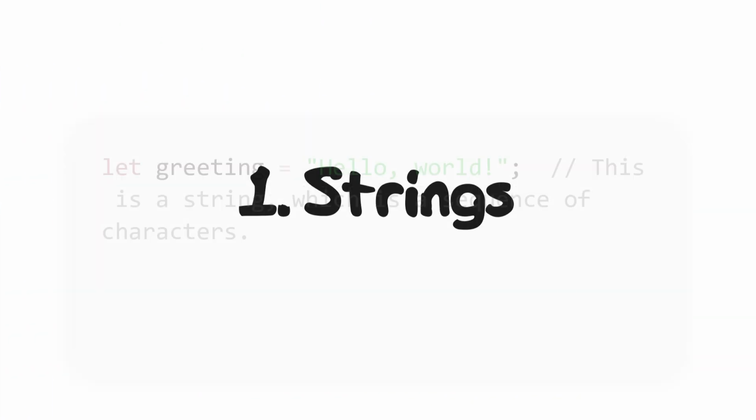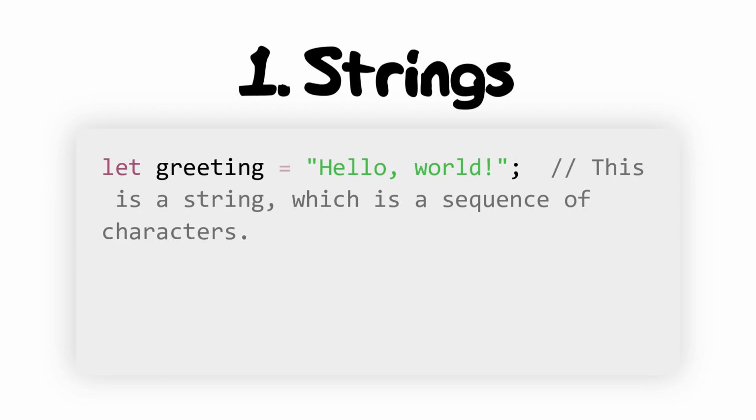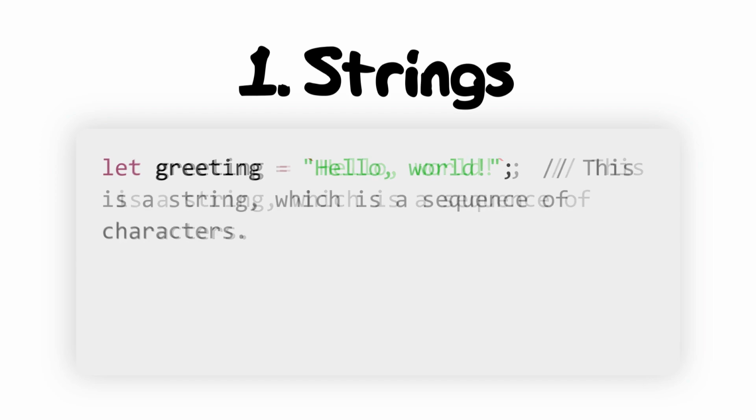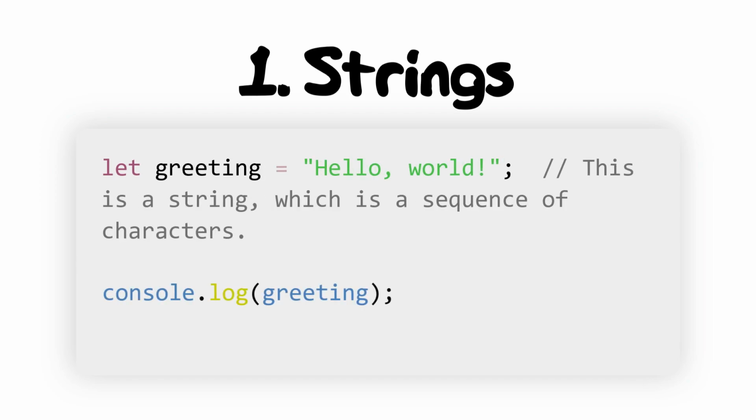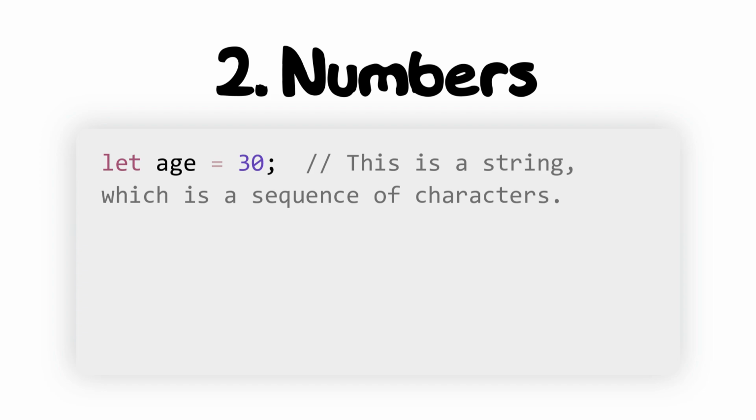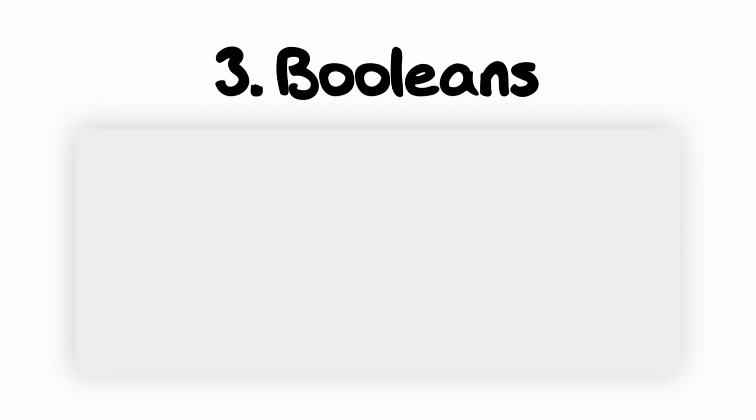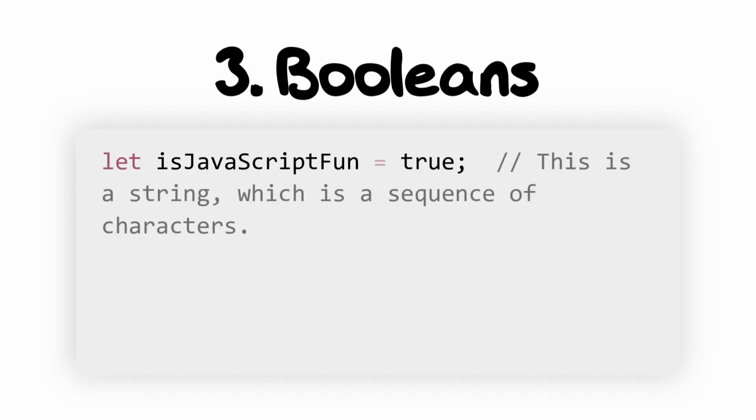First is strings. This is a string, which is a sequence of characters, usually stored inside double quotes, single quotes, or backticks. Now if you were to run this using console.log greeting, it would output this in the terminal. Second is numbers. This is a number and can either be an integer or floating point number. As you can see, numbers don't require double quotes, single quotes, or backticks. If you run them, this is how it will show up in the terminal. Third is booleans. This is a boolean which can only be true or false, and when you run it, this is how it shows up.